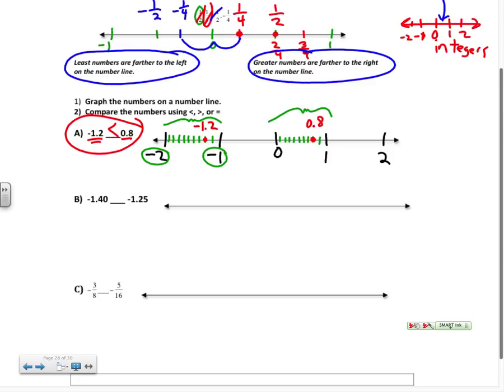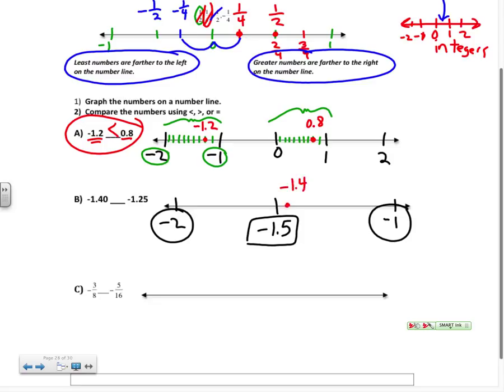All right, let's try negative 1.40 and negative 1.25. Your number line is marked in the middle with negative 1.5, negative 1 to the right, negative 2 to the left. Okay, so if I looked at negative 1 and negative 2, I could see that negative 1.5 is going to be exactly between those two. So where would negative 1.4 belong? Well, it's going to be right before negative 1.5.